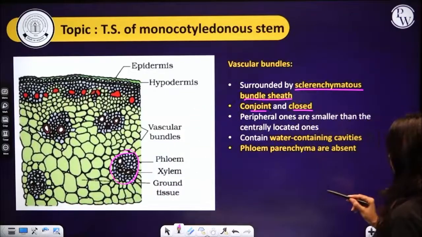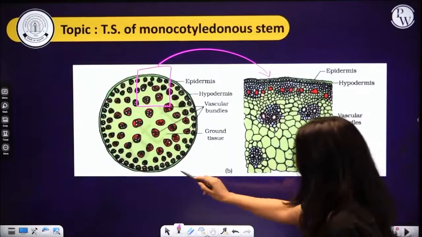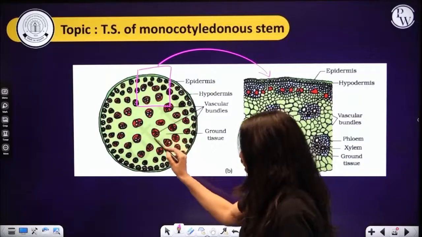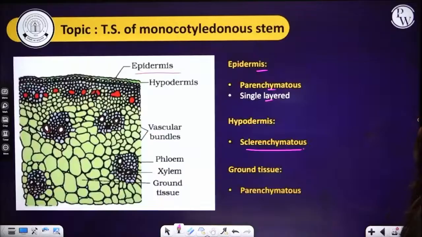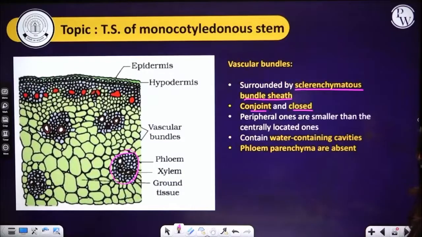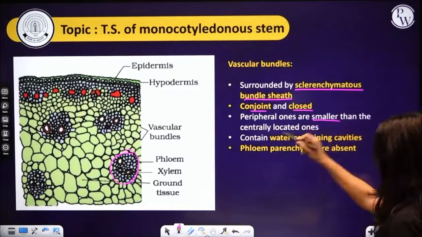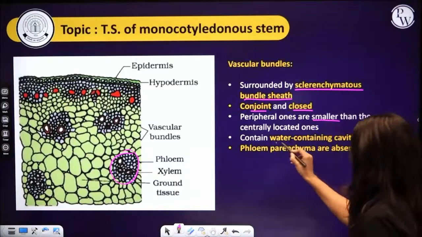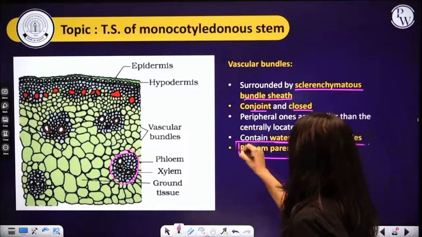Now, if you look at the size of vascular bundles, you can see how it's variable. The ones that are present towards the periphery are smaller in size, while the ones that are present towards the center are comparatively larger in size. So that difference in size can be observed in the TS of a monocot stem. Okay, so the peripheral ones are smaller than the centrally located ones, which are relatively larger. Sometimes the vascular bundles contain water-containing cavities. Phloem parenchyma is absent in monocot stem.